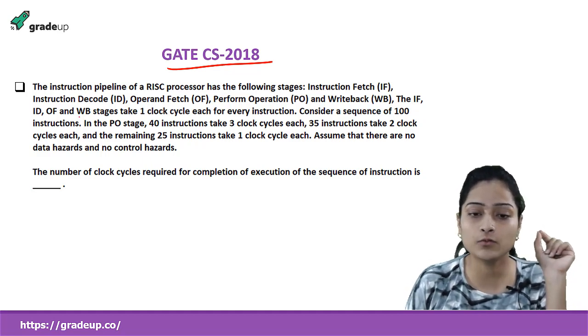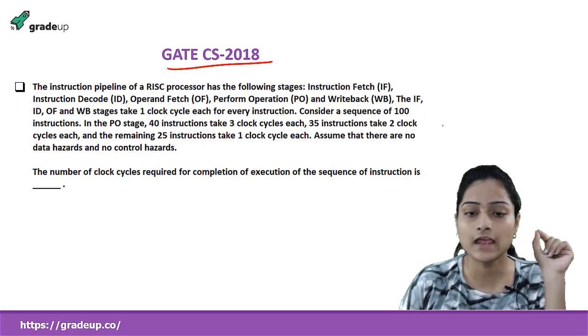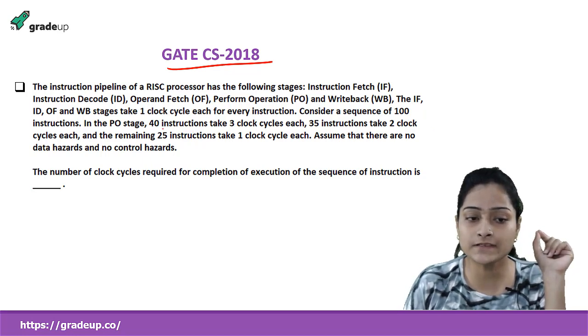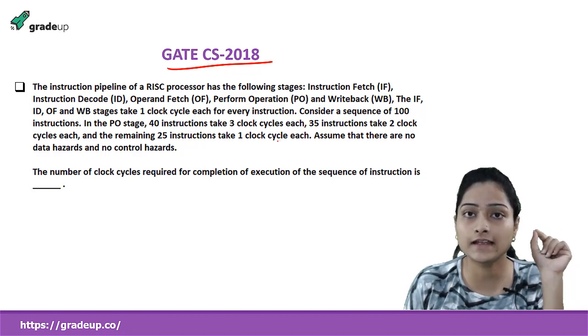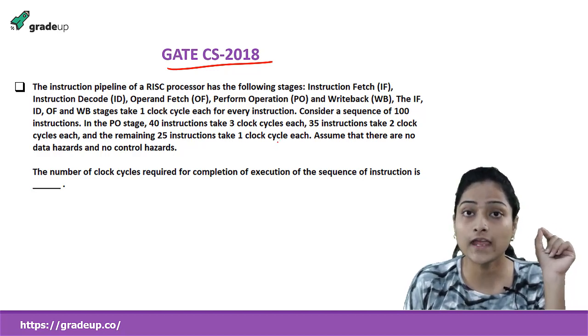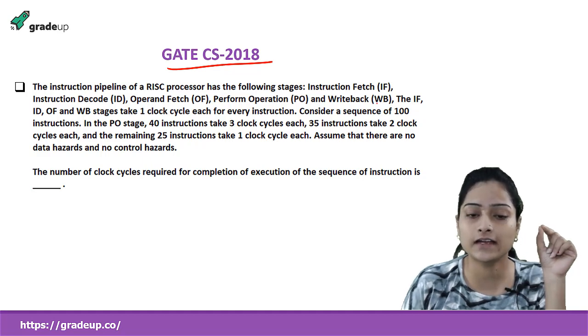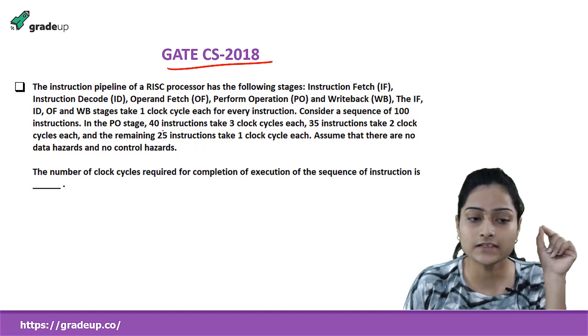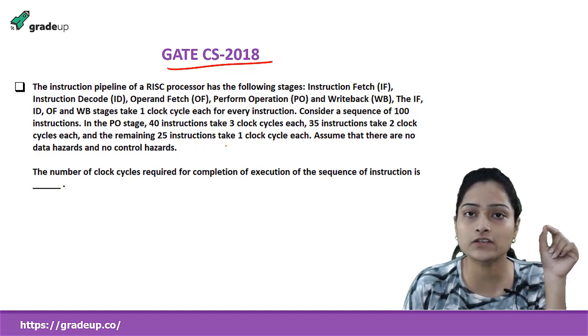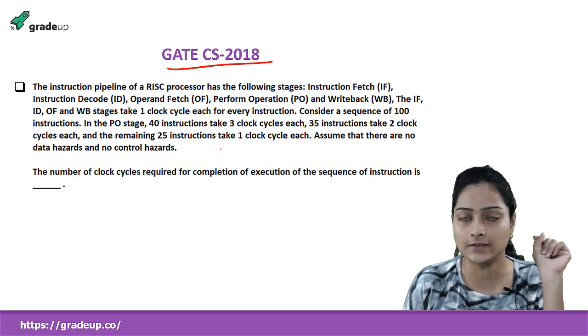Here ID, OF, WB have 1 clock cycle delay, but in the PO stage, some instructions are going to take 3 clock cycles, some 2 and some 1. This PO stage has different delays for different instructions. It is given that you have a sequence of 100 instructions, and in the PO stage 40 instructions are going to take 3 clock cycles, 35 instructions are going to take 2 clock cycles, and the remaining 25 are going to take only 1 clock cycle.